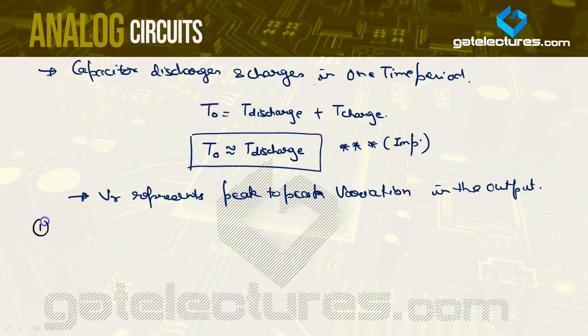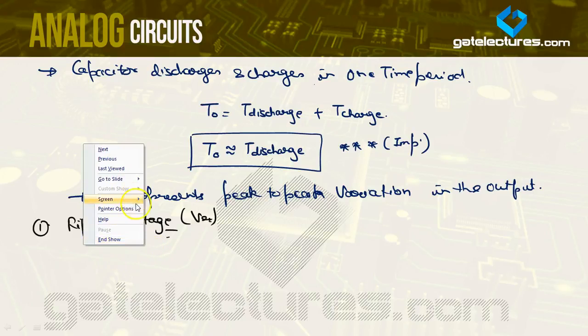Now let's put the heading. First, let's perform the analysis of the half wave rectifier with the capacitive filter. So first is the ripple voltage, VR. Just remember that VR is not the amplitude, it's basically the peak to peak variation in the output. It's not the amplitude. So let's try to find out the ripple voltage.